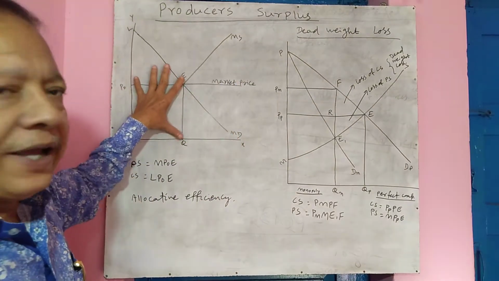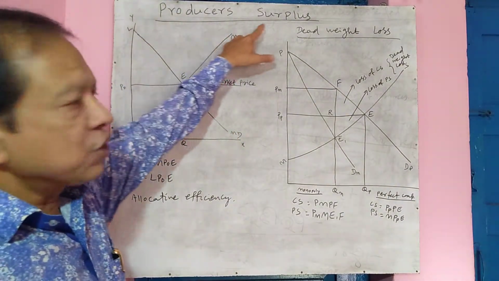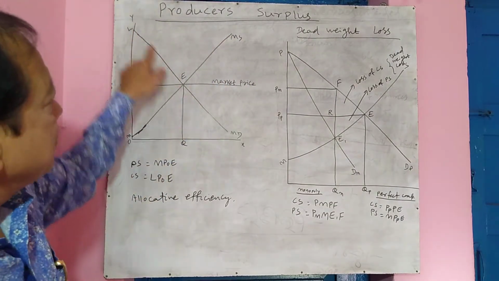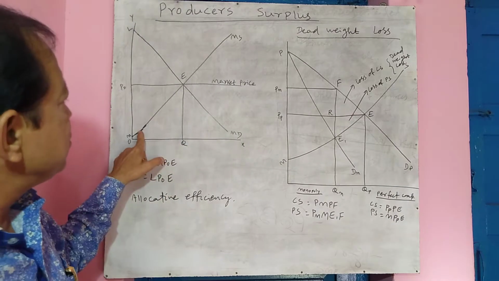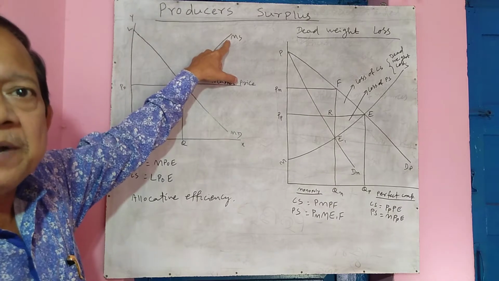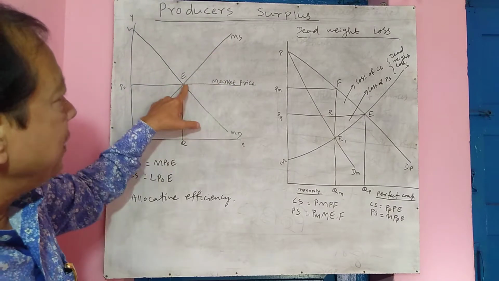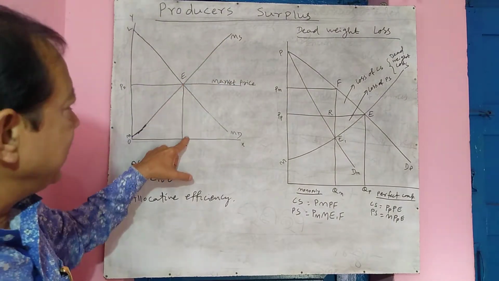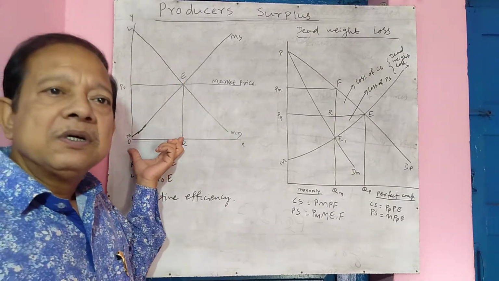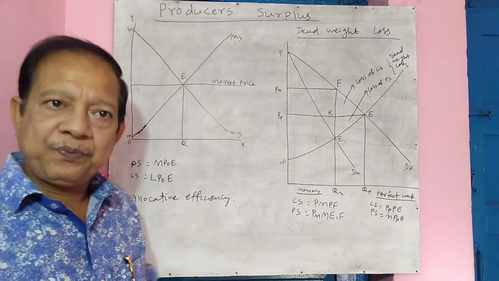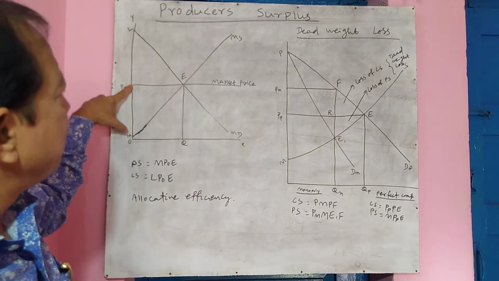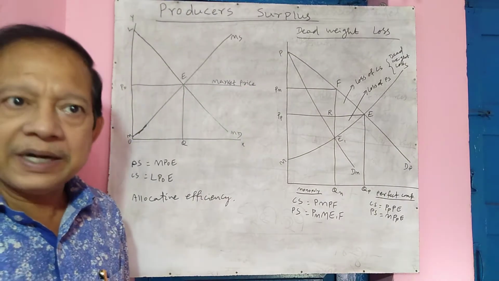You see in the left diagram here, this is producer surplus. Now let's say this is the market demand of the product, this is the market supply of the product. MD and MS, market demand and market supply, right? So they meet at point E. Accordingly, the price determined is OP and the quantity sold in the market is OQ. Now the market price becomes OP0. OP0 is the market price, right?